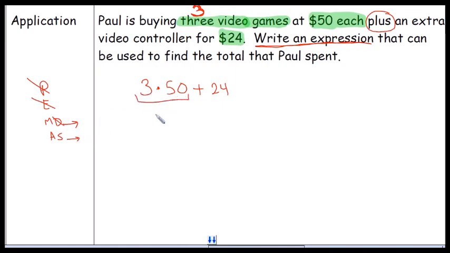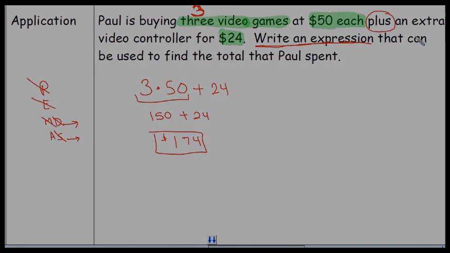So 3 times 50. 3 times 5 is 15, right? So 3 times 50 is 15 with a 0 behind it, 150. And then the last thing I have to do is add. So I already took care of the multiplication. I don't have any subtraction, so I don't need to do it. But when I add, I have 150 plus 24. That's going to give me 174. So how much money did he spend total? He spent $174. That's the application problem.